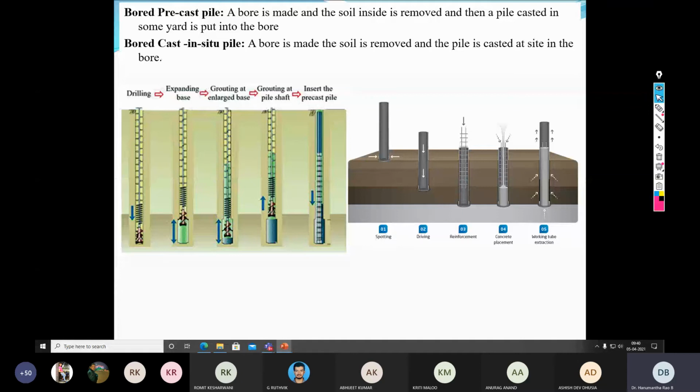Driving is possible if the soil is soft. Try to understand, driving is possible only when the soil is soft.